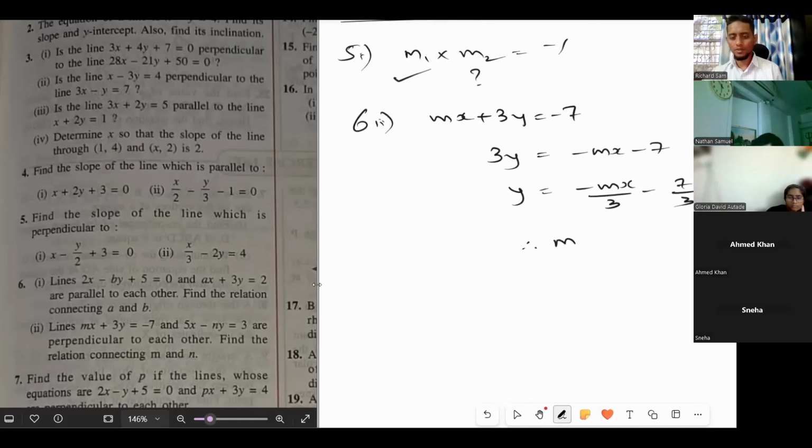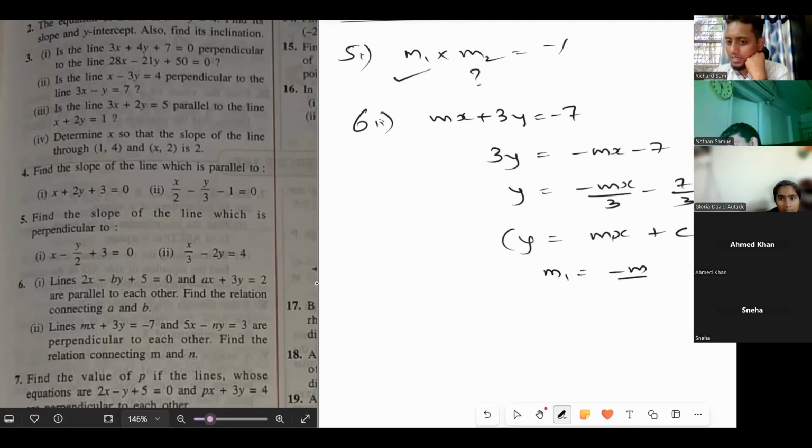So this is in the form y is equal to mx plus c. What is m? They've used m here. This is also m. It's a little confusing. Both the m's are not the same. All right, let's call this m1. So what is m1? m1 is minus m upon 3. Is that clear?